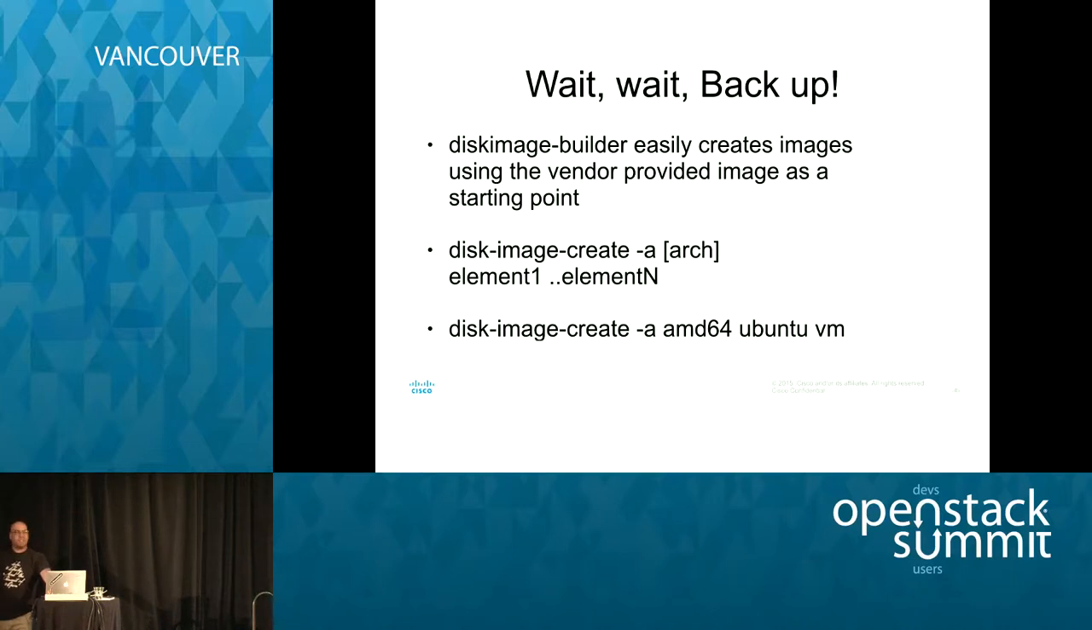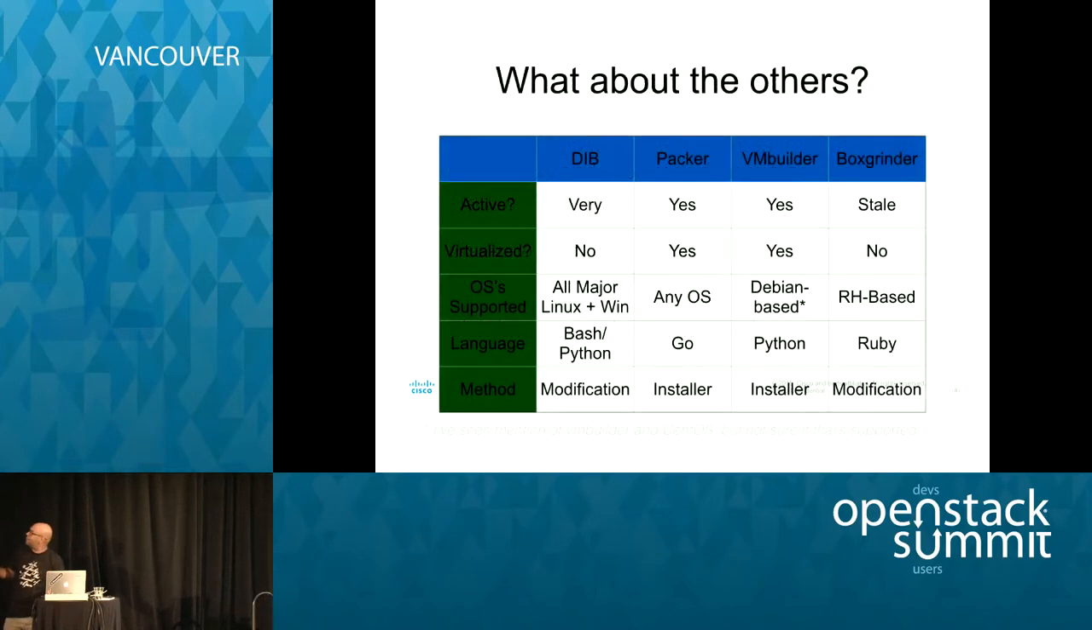So one of the questions I get asked a lot is, there's a lot of customizations we want to do for our disk images. How do we go about creating disk images? What are all the tools? So in Paris, I briefly talked about the variety of tools that are available. And I think most of them come down to four major groups: DIB, Packer, VM Builder, and Box Grinder.